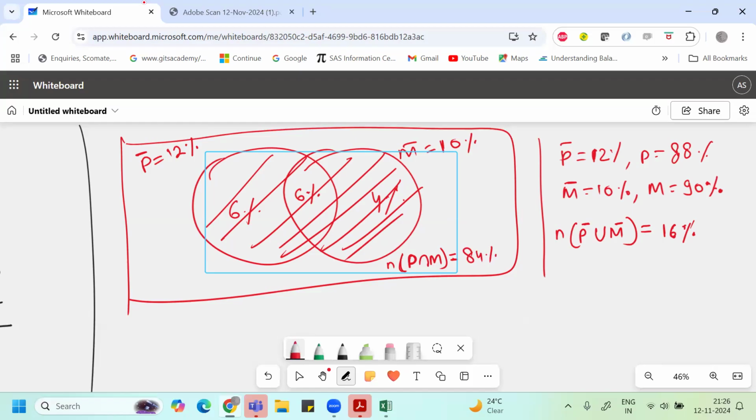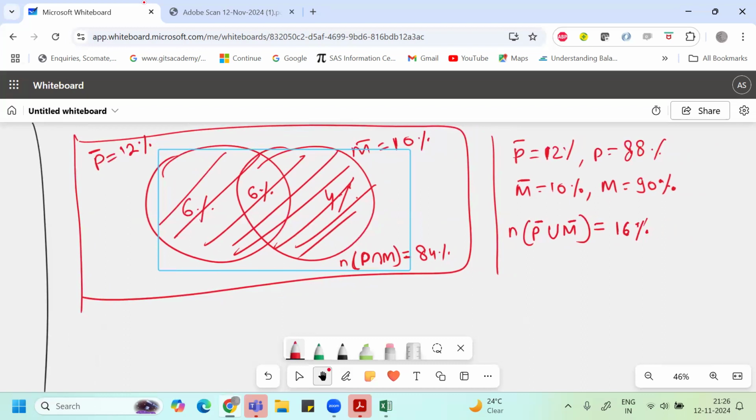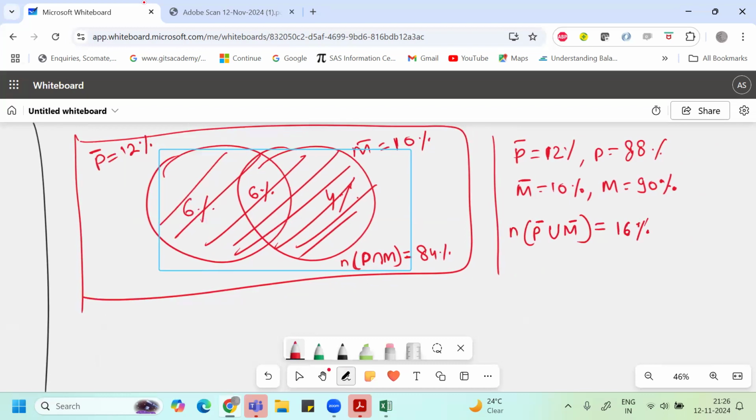I hope you understood. Now, what they have given here in the question is the total number who passed in physics alone. In physics alone, they have given 100. So how many students have written the exam? So 16% students either fail in physics or fail in maths.